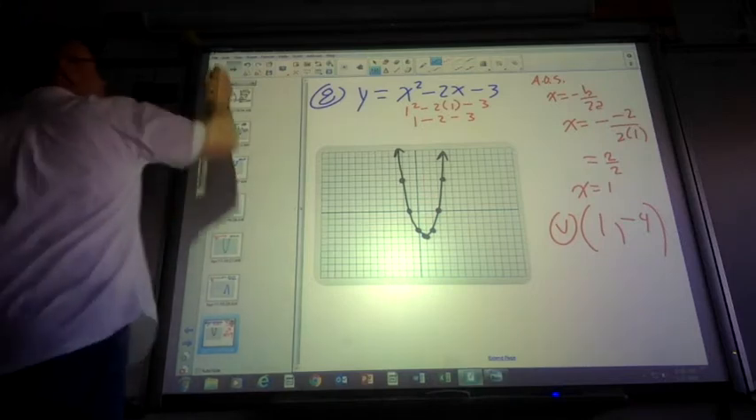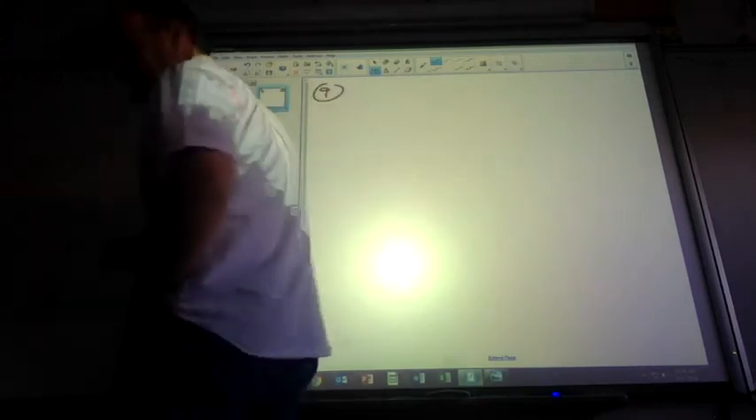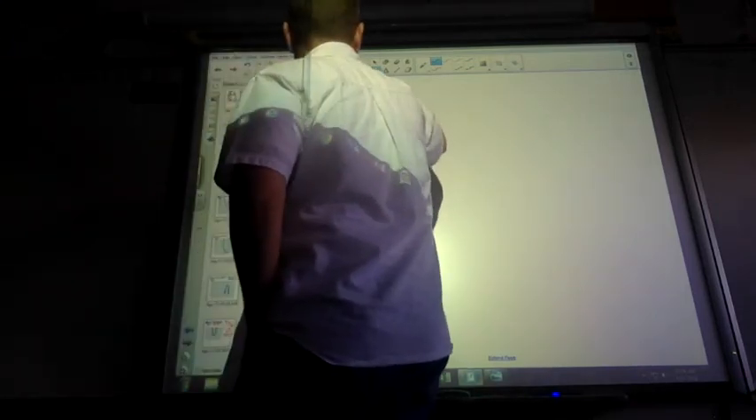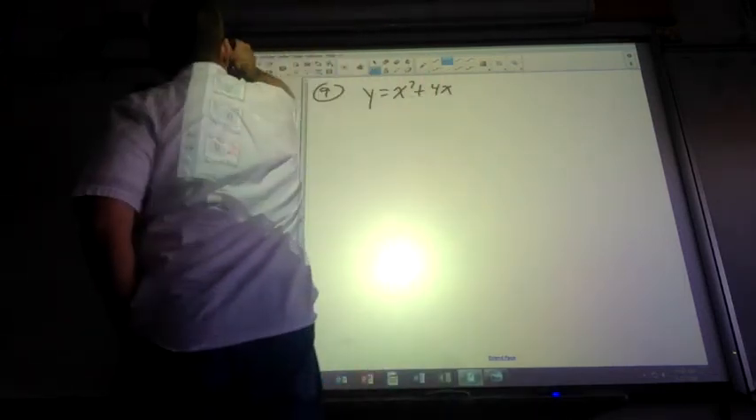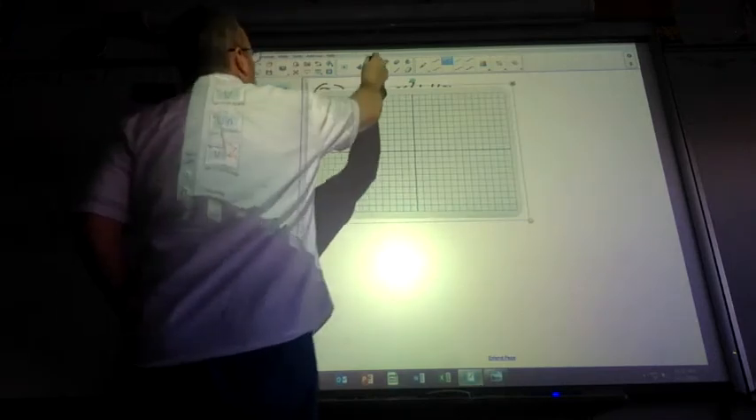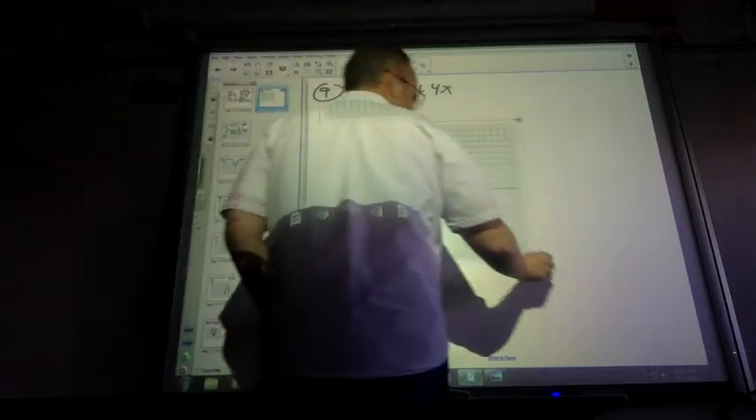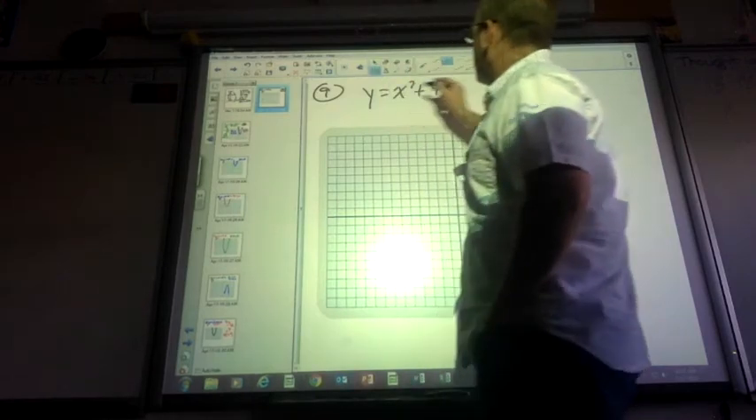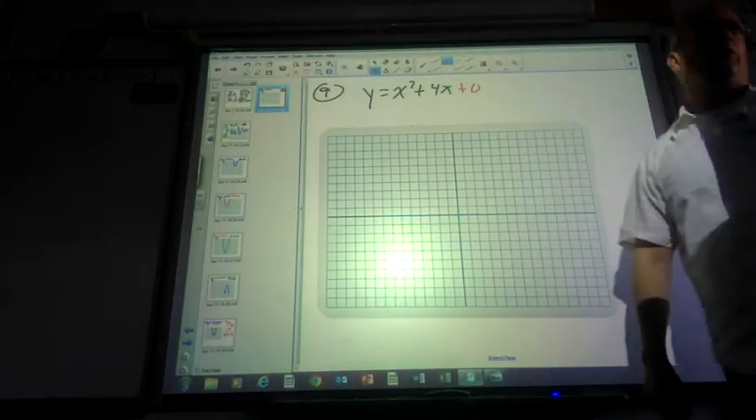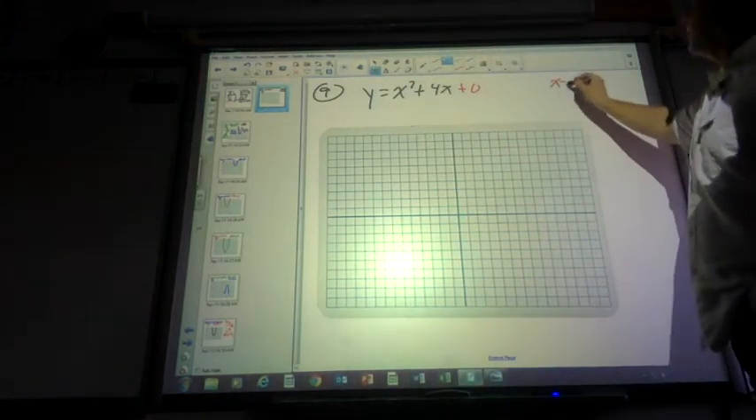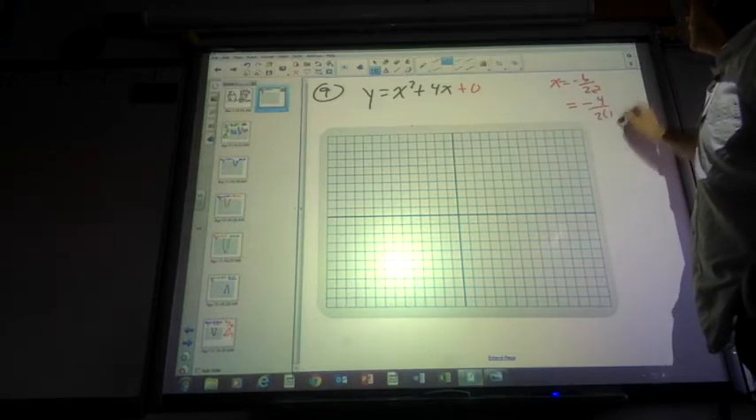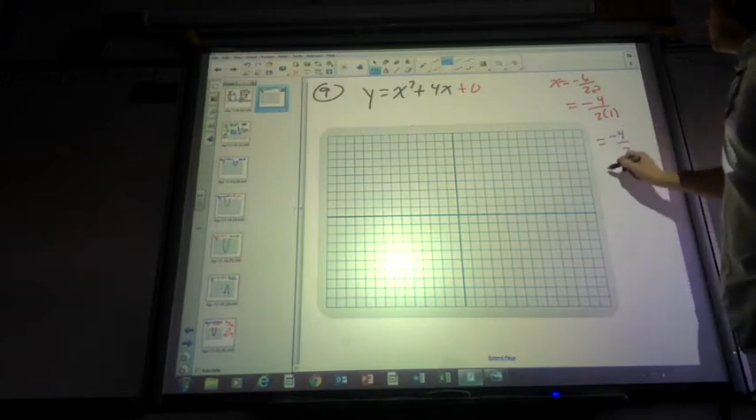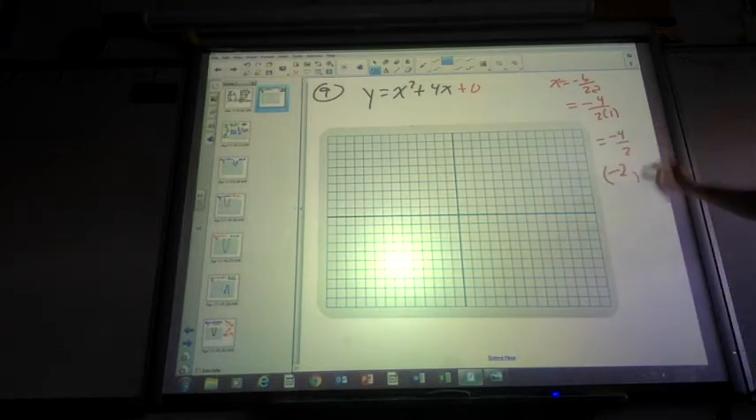Number 9. We got y equals x squared plus 4x. What's that? You giving me the vertex already? How'd you get negative 2? Okay, negative b over 2a, is that what you did? So this is technically in standard form. If you have x equals negative b over 2a, you get negative 4 over 2 times 1, so negative 4 over 2, which is negative 2 comma something, right? Plug it in.